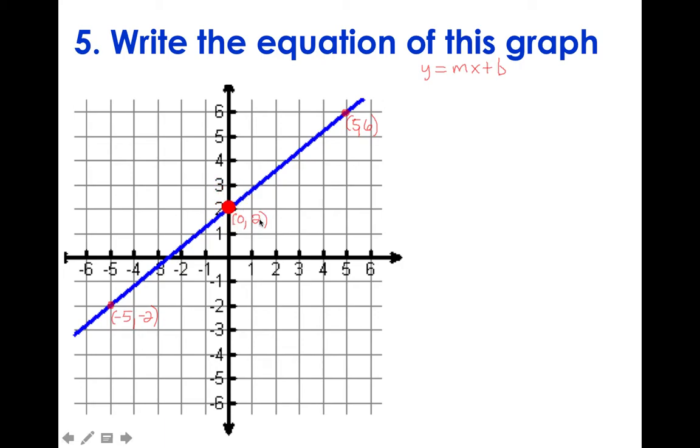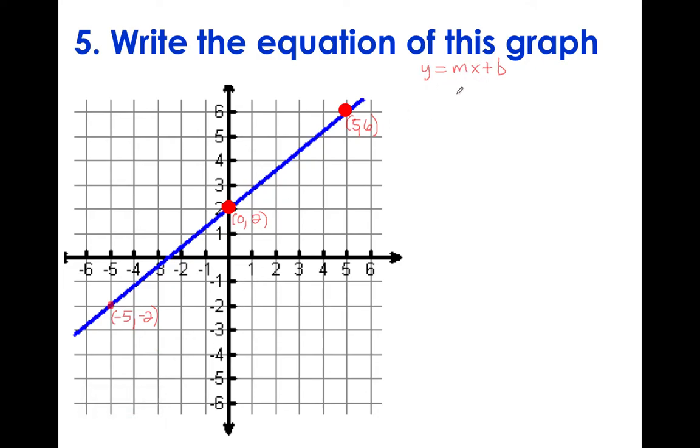So I'm looking at some points. I decide I want to choose 0, 2, and I decide I want to choose 5, 6. So the first thing I'm going to do, and let's go back, the first thing I'm going to do is I'm going to find my slope.